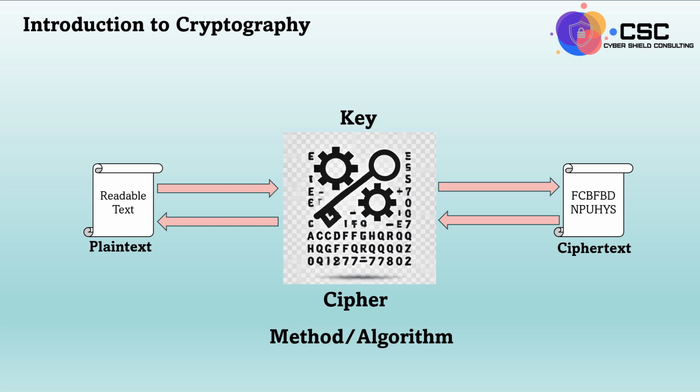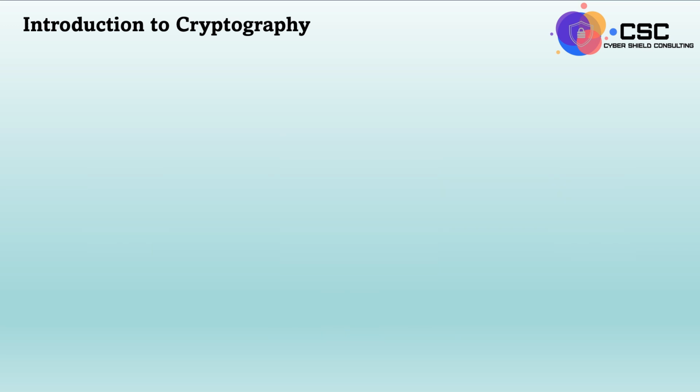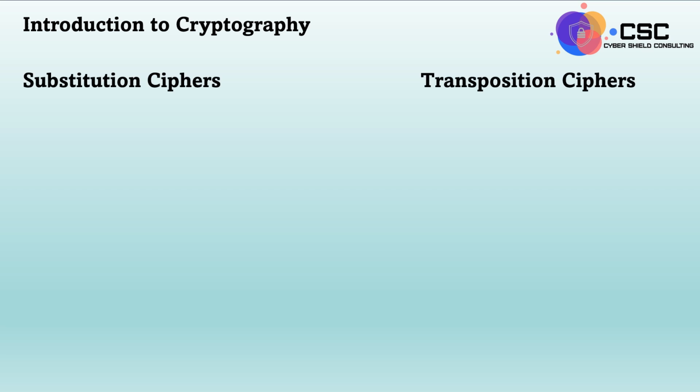In summary, encryption works by using a cipher and a key to transform plain text into ciphertext. This ensures that sensitive information remains secure, only accessible to those who have the correct decryption key. Now let's explore the two main types of ciphers used in cryptography: substitution ciphers and transposition ciphers. These techniques are the foundation of encryption and have been used for centuries to secure information.